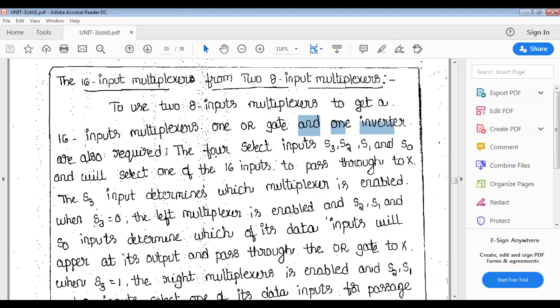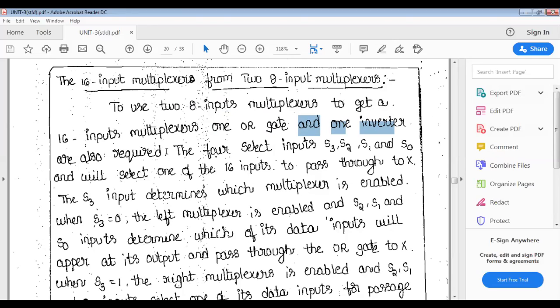Why the inverter? See, there is an inbuilt enable input in the multiplexer. You can use that enable input, connected through the inverter. There is an enable input inbuilt in the multiplexer, and you can connect that enable input to the inverter.